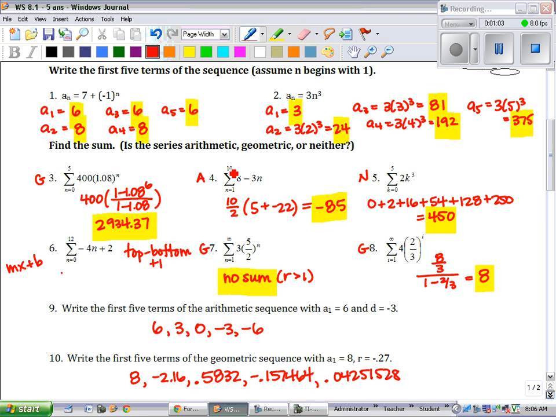But if you do 10 minus 1 plus 1, it does give you 10. If you're starting at 1, then the top number is the number of terms. If you're starting at 0, it's not anymore. So 13 terms divided by 2.